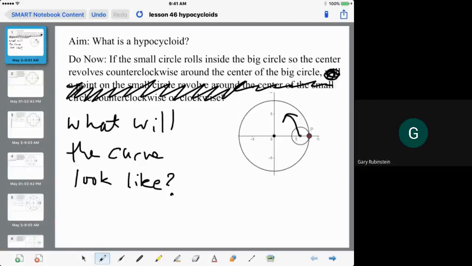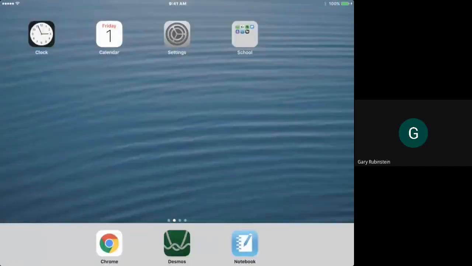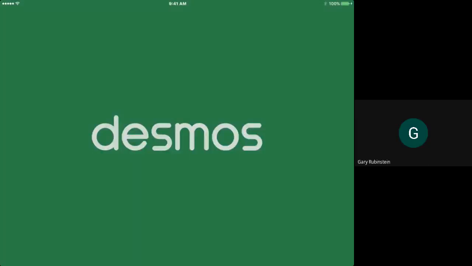Okay, the comment that I see is that petals will be on the inside. Let's take a look here. Here is the actual scenario.